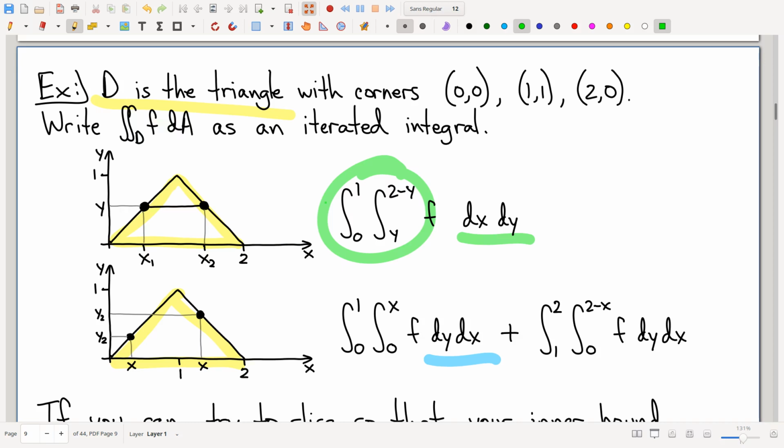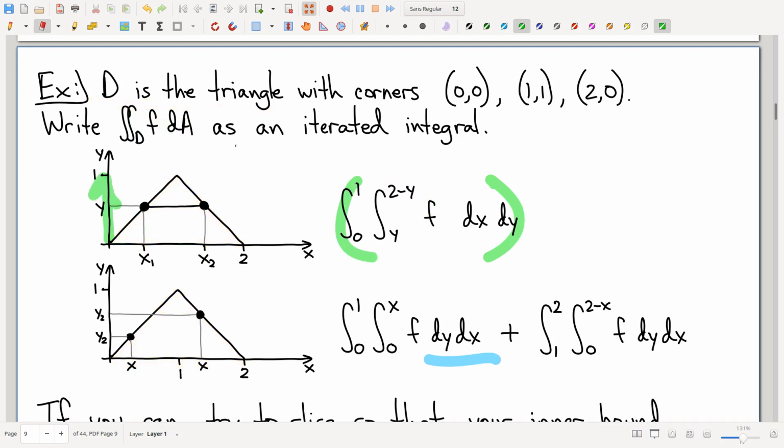Y bounds, fix a value of y, then you look for x bounds. Let's see, I guess I could say it like this. Y goes from 0 to 1, and x goes from y to 2 minus y, and that's the details for y'all to fill in.